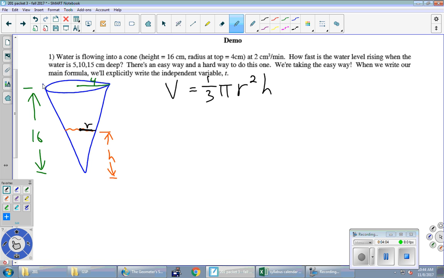And let's also denote this 2 cubic centimeters per minute with some symbols. 2 cubic centimeters per minute. All right, let me see. The cubic centimeters, that's definitely a volume, right? And minute is a time. Would you guys buy that 2 cubic centimeters per minute is a dV dt? It's the rate at which the volume is changing as time passes. dV dt equals 2.